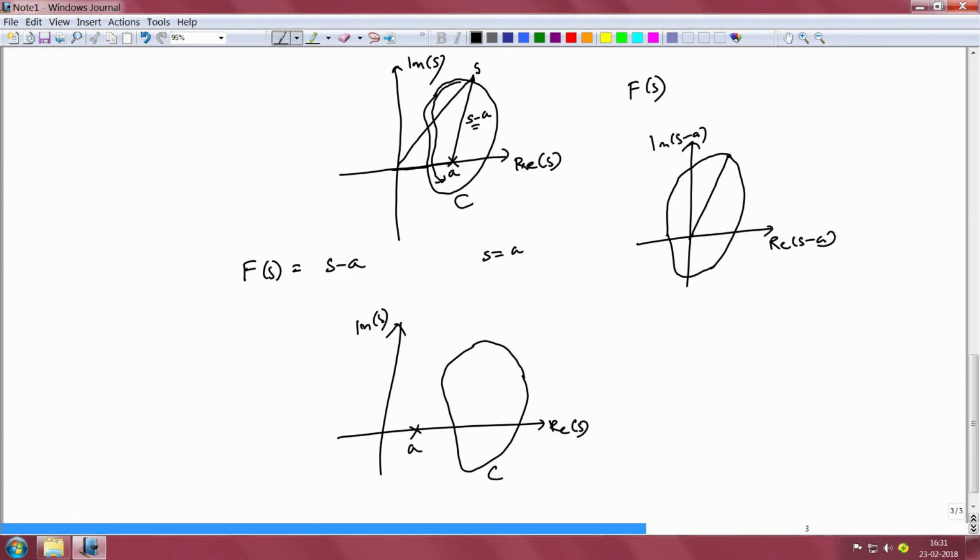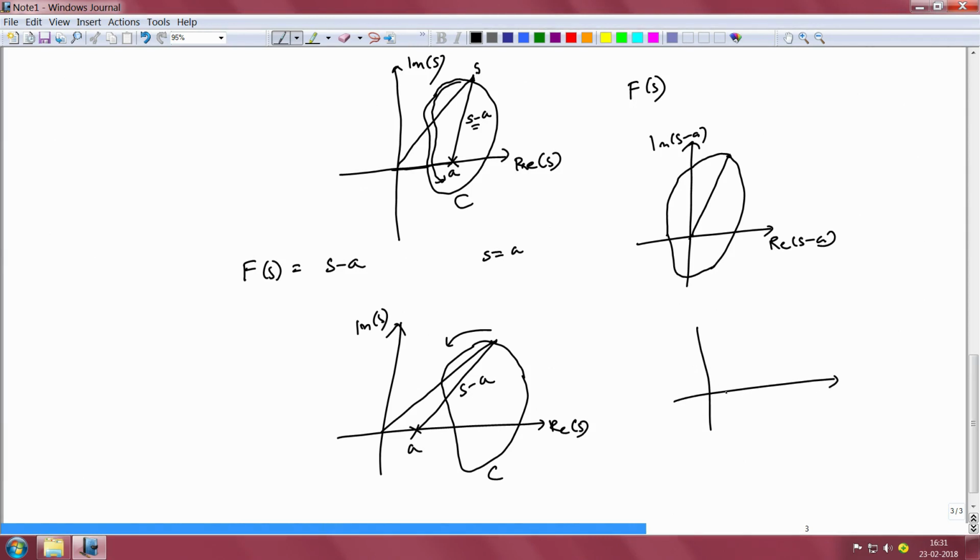On the other hand, let us take the other scenario where the point A is outside this contour, in which case once again if we were to consider a point S on the contour, we would have s minus a to be this complex number, and when we take the point S in the counterclockwise sense around the contour once, then what would happen to this complex number s minus a? If I were to keep track of the change in angle of this complex number, what I would notice is that the net change in angle of this complex number s minus a would be 0.